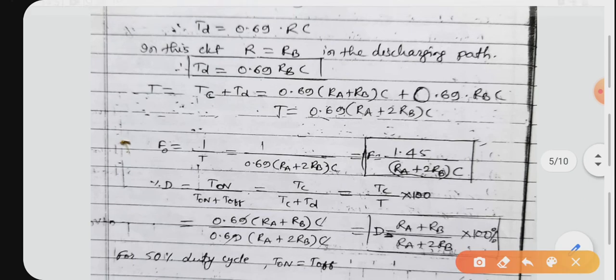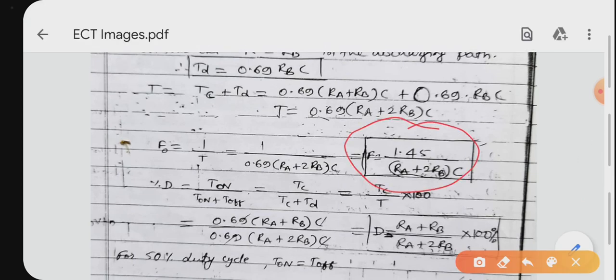This equation is very important. The output frequency of astable multivibrator is 1.45 divided by (RA plus 2RB) into C. And consequently you can calculate the duty cycle also. Percentage duty cycle is T on by T on plus T off, which can be modified as TC by TC plus TD, and here you will get duty cycle in percentage as (RA plus RB) divided by (RA plus 2RB) into 100%.